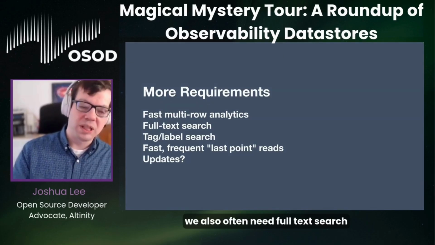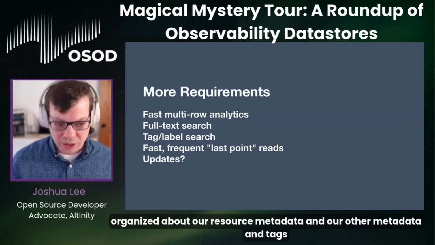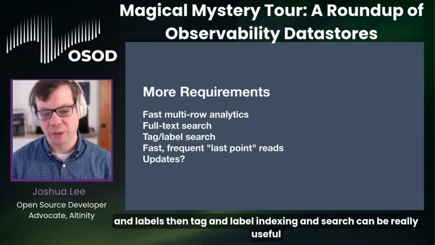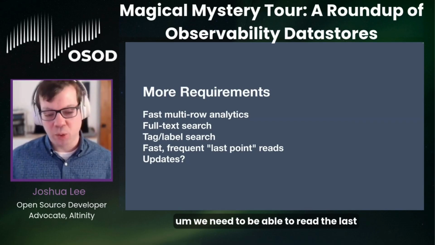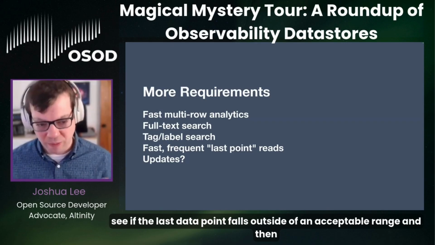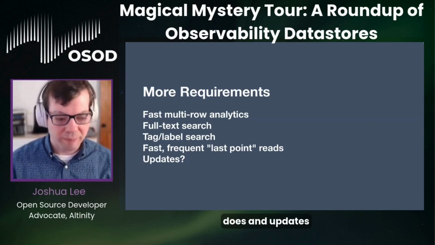We also often need full text search, especially when we're dealing with logs. If we're being organized about our resource metadata and our other metadata and tags and labels, then tag and label indexing and search can be really useful. We need to be able to read the last data point often. This is especially useful for alerting, where we want to see if the last data point falls outside of an acceptable range, and then maybe start an alert if it does.